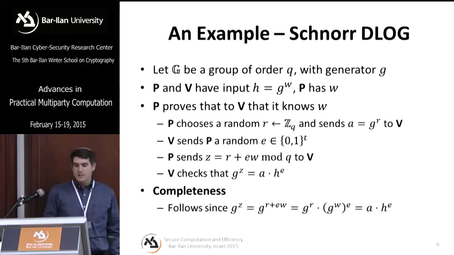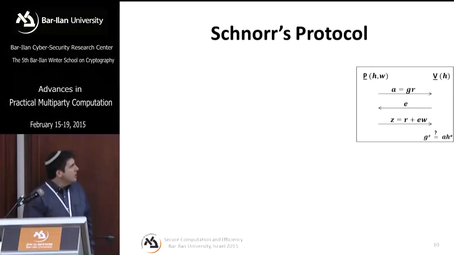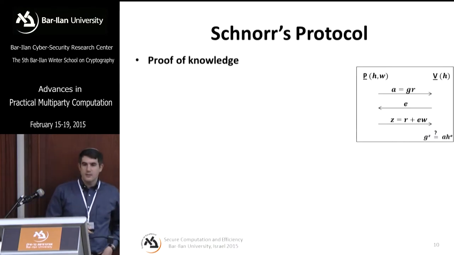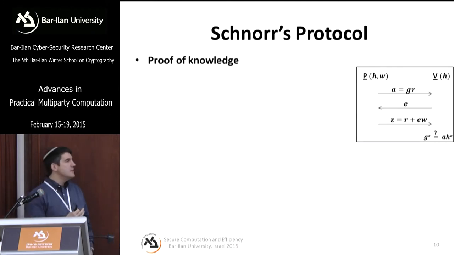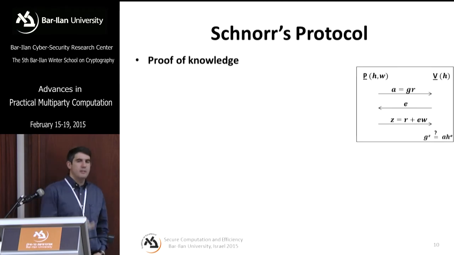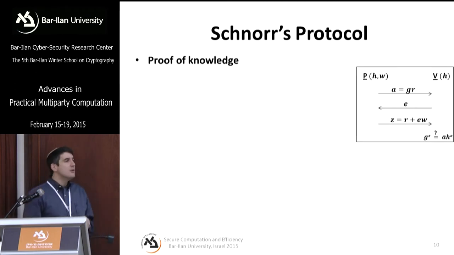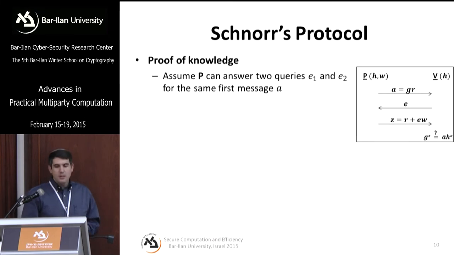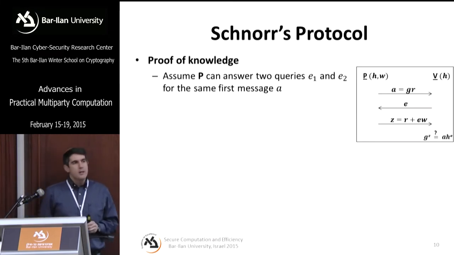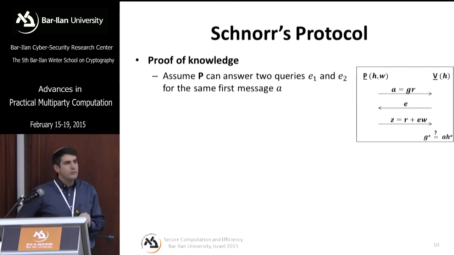We need to actually see that we have soundness. The protocol is now up on the right-hand side here for you to refer to when I argue soundness. And soundness is the interesting part. What I'm going to argue is that it's a proof of knowledge. When I say it's a proof of knowledge, it means that if the prover can convince the verifier of this statement, then it actually has to know the value W. And I'm going to prove that by showing you that if the prover can answer just two different queries, E1 and E2, for the same first message A, then I'm able to get W out of that prover.